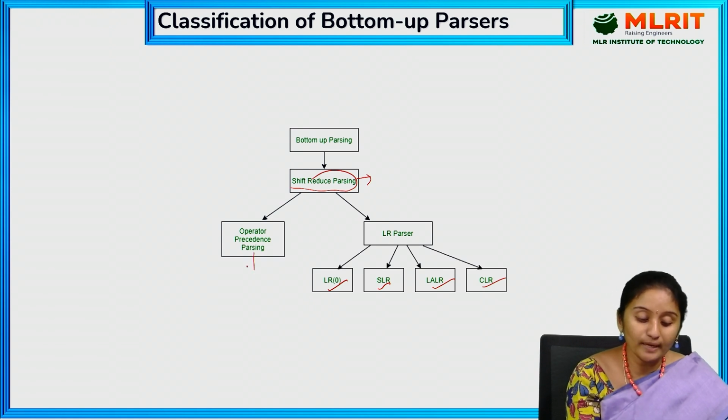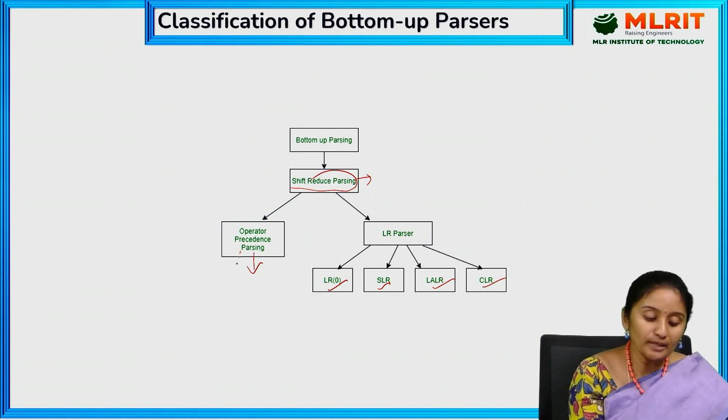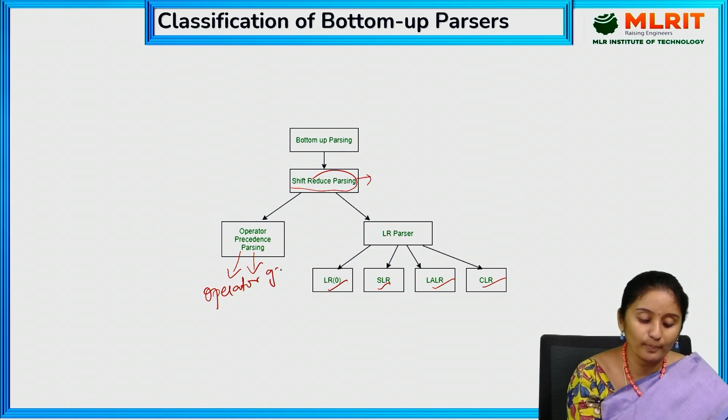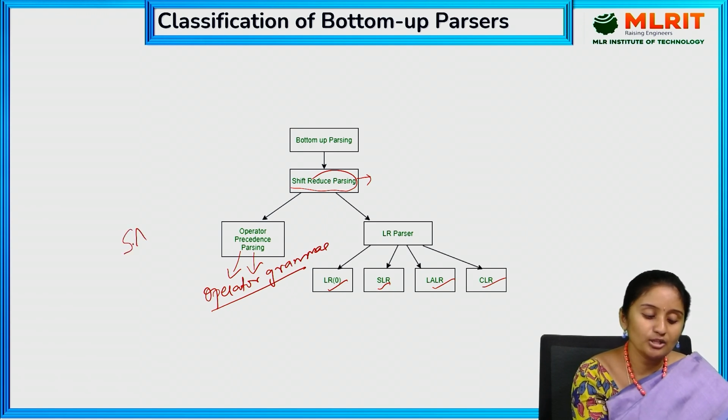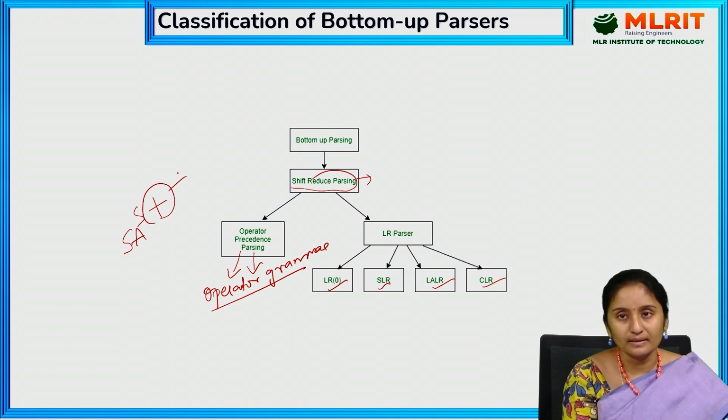Coming to operator precedence parsing. Here we are going to have an operator grammar. Operator grammar is one in which two contiguous non-terminals should not exist. Between the two non-terminals, there should be a presence of terminals. Then we call it an operator grammar.